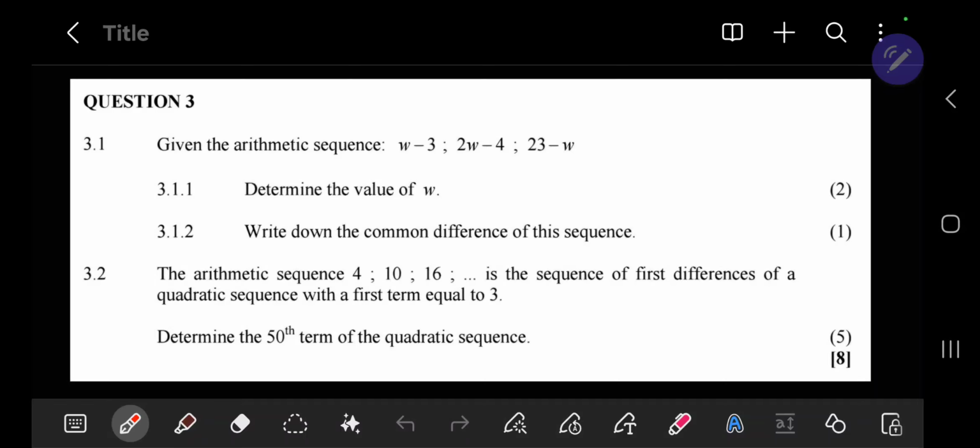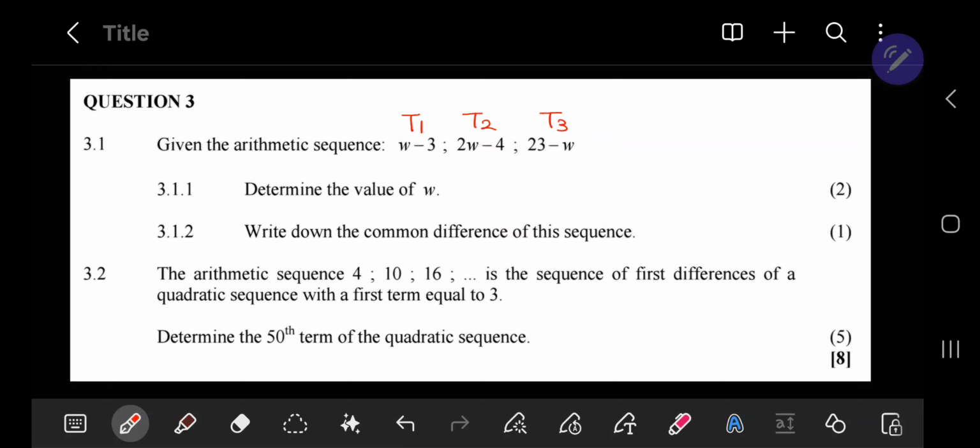So here we have question 3, and 3.1 says, given the arithmetic sequence w minus 3, 2w minus 4, and 23 minus w. So we are given the first three terms. We've got term 1, term 2, and term 3. 3.1.1 says, determine the value of w.